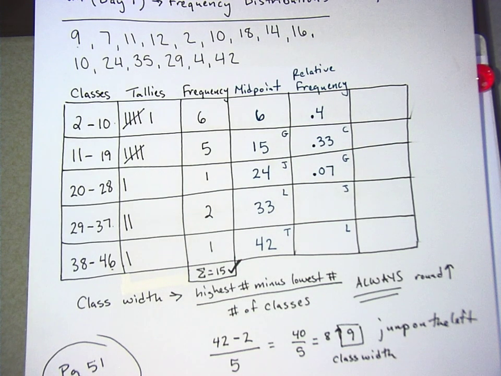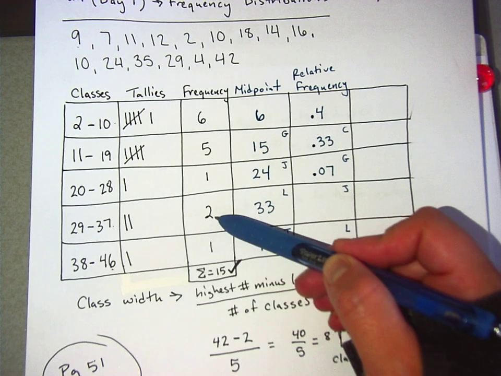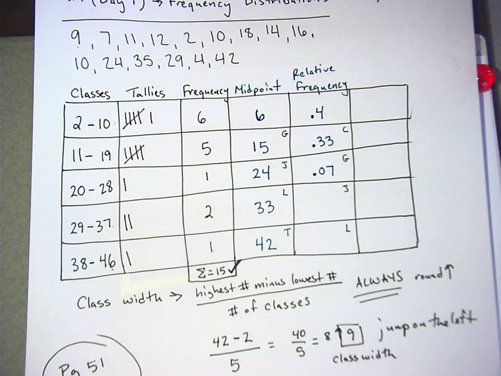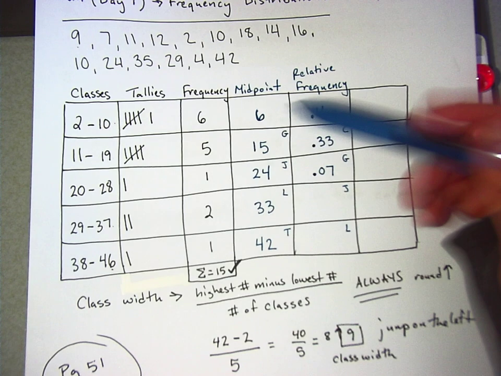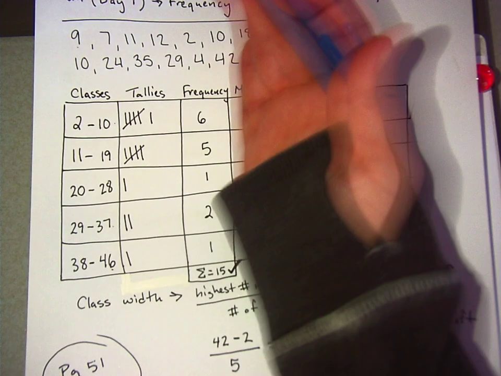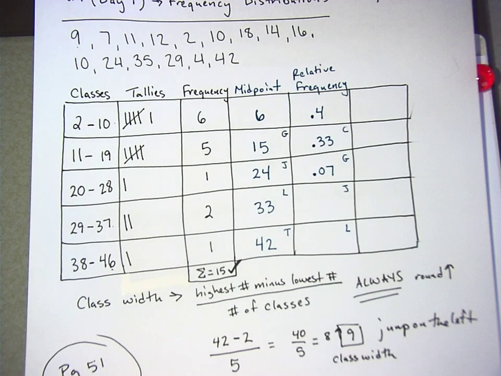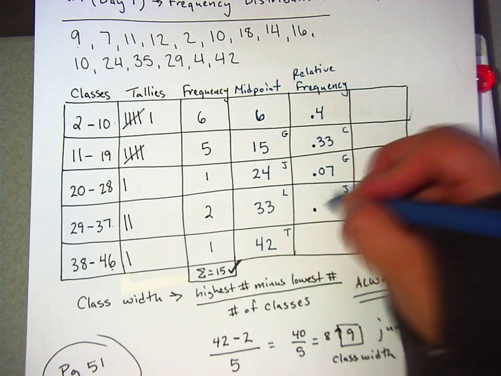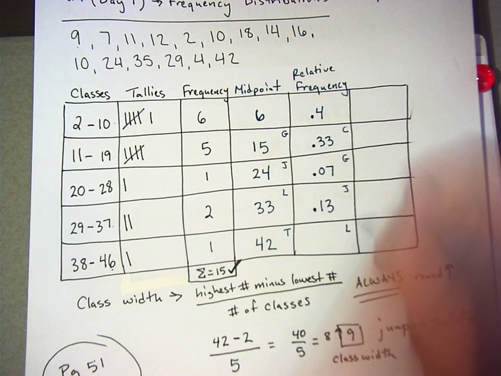Julie? I don't know what number we're doing. So you're taking 2 divided by the whole, which is 15. Were you trying to do 33? Yeah, I was confused. That's the midpoint of the class, and the frequency is how many are in the class. So I got 0.133333.